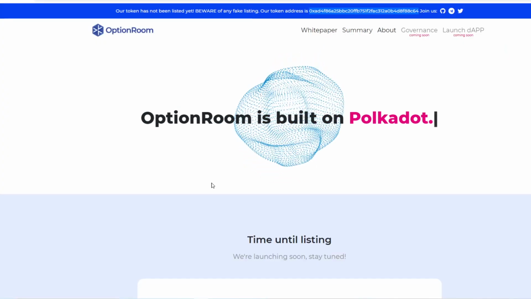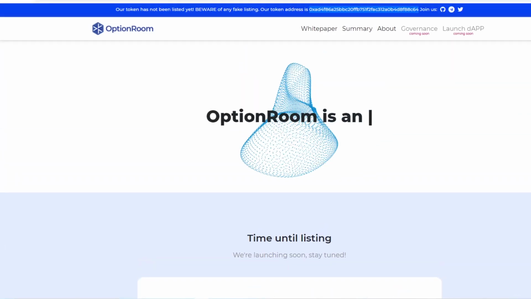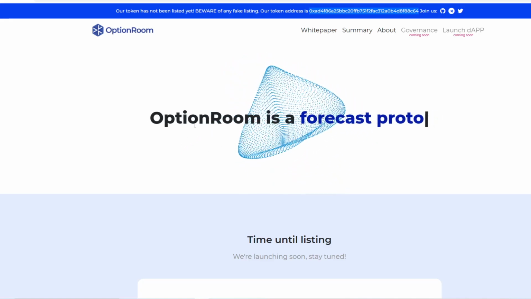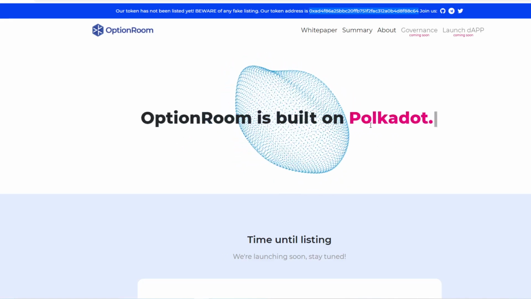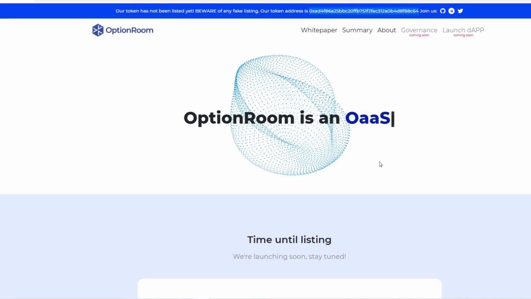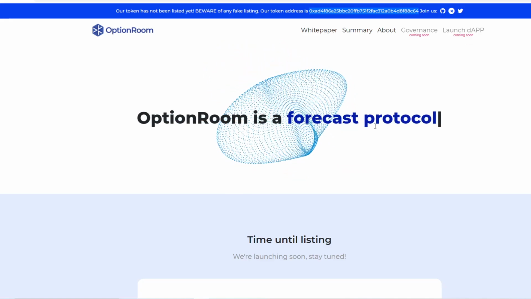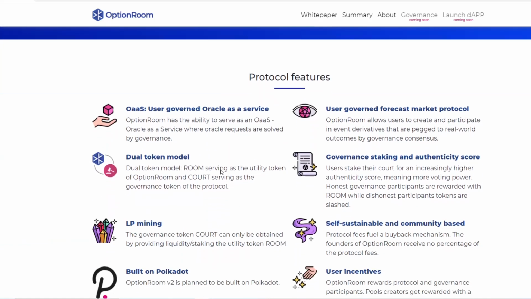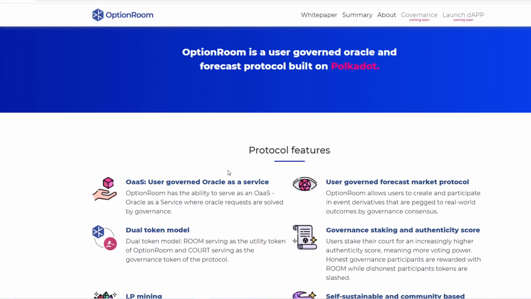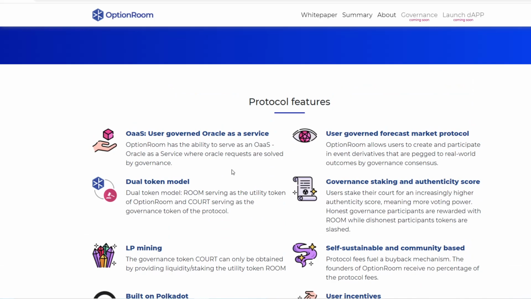Then, just to get straight to it, we'll go through this now. OptionRoom is built on Polkadot. Obviously this is a huge ecosystem that has really grown. A lot of the projects that I've been doing reviews on, I think 90% are being built or have been built on Polkadot at the moment.